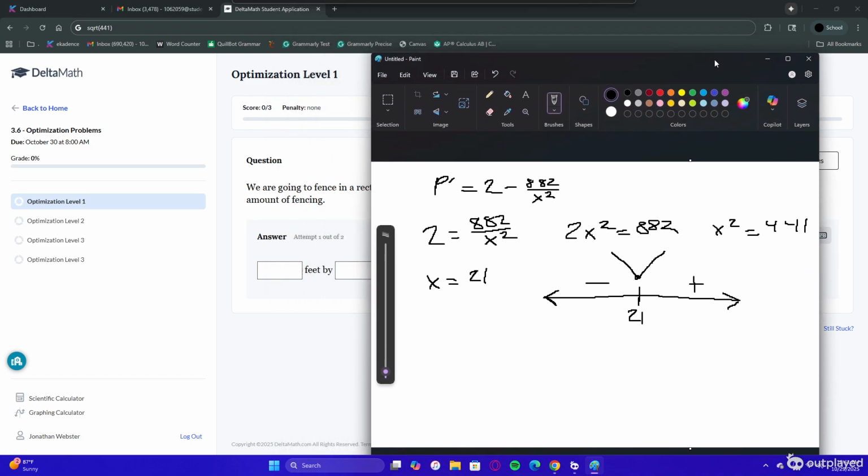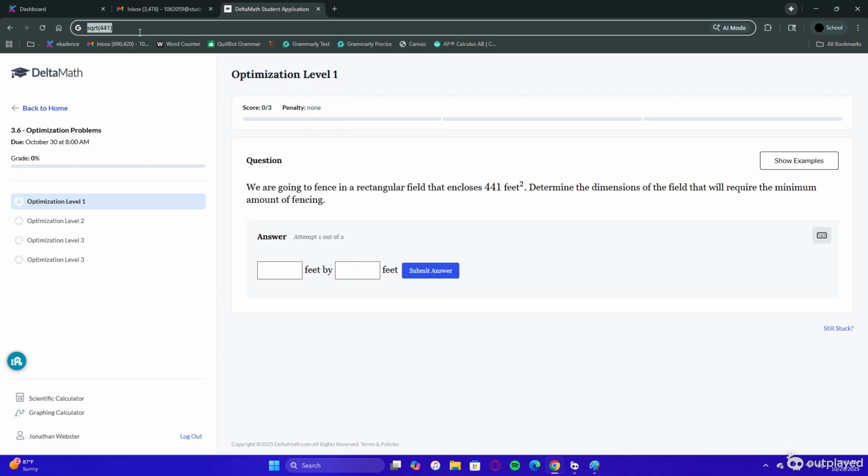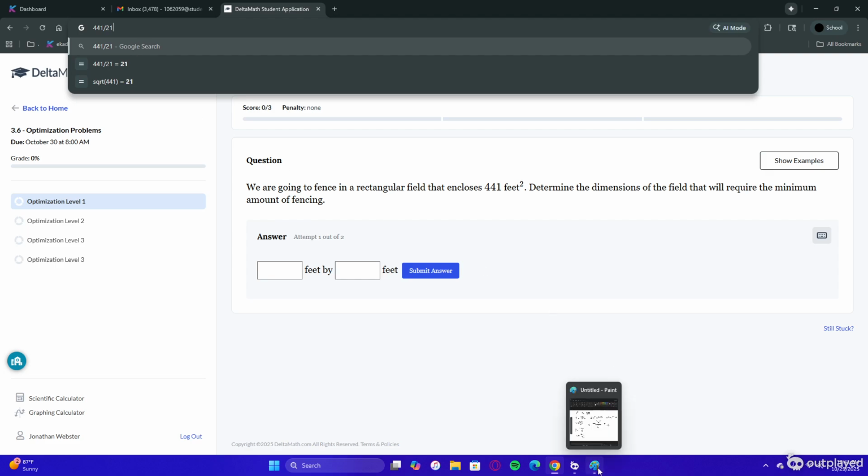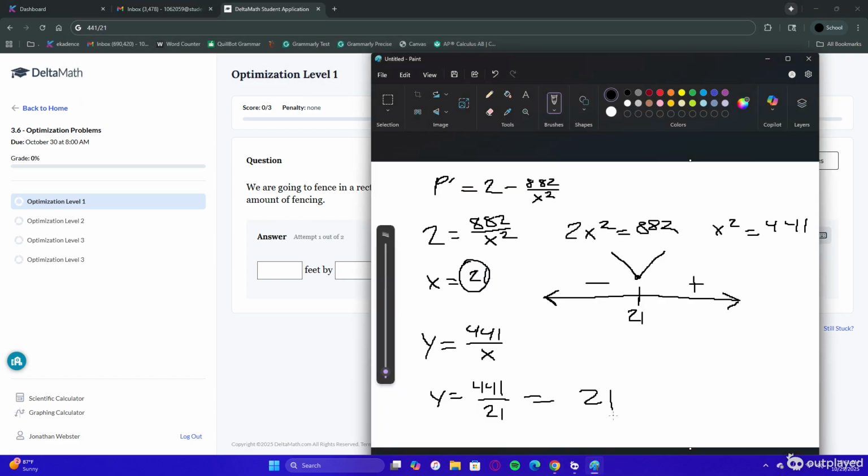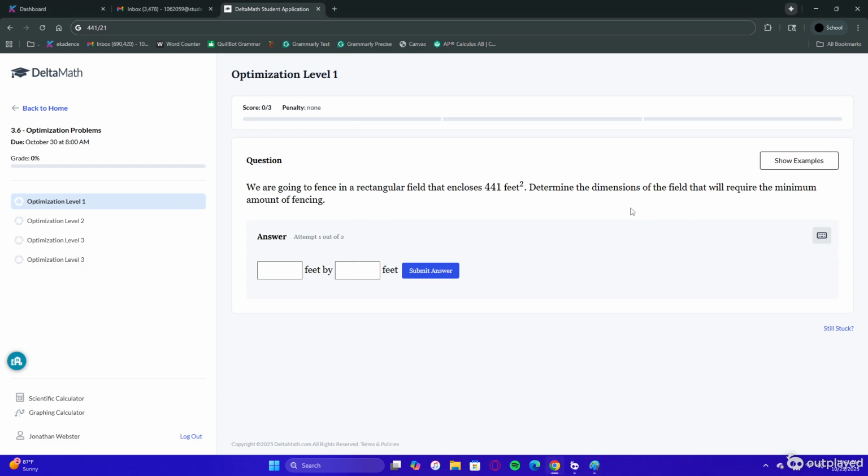So now we know our x value, but remember from earlier, our y was equal to 441 over x, and we have our x, so y equals 441 over 21. And that's just equal to 21. So our rectangle has x of 21 feet and y of 21 feet, and that's going to result in a minimum amount of fencing that encloses 441 square feet.